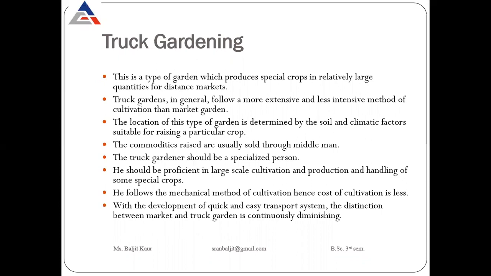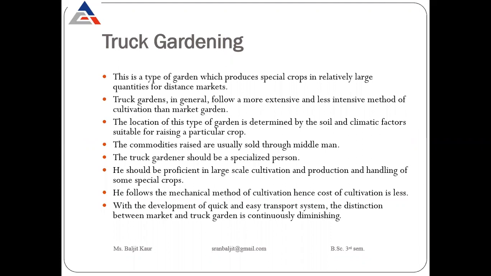So truck gardening means the production of vegetables on a large scale, and then these vegetables, after harvesting, are transported to different cities, to different places through trucks, right? And in this type of gardening, extensive methods are followed. Extensive methods means a particular crop is grown over a large piece of land, right? So this type of garden produces special crops in relatively large quantities for distant markets.